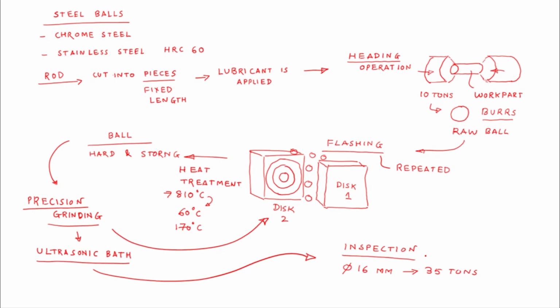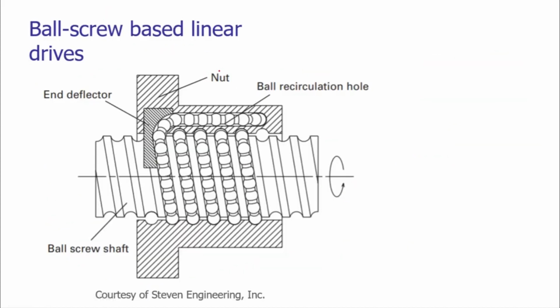These are very critical elements in a ball screw based arrangement. In addition to the screw and the balls, we have the nut. The nuts are manufactured using alloy steel and their surface is carburized. The ball circulation system, if it is outside, is made of carbon steel or stainless steel.